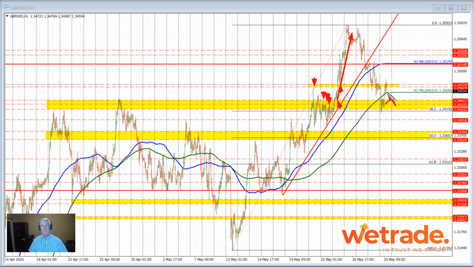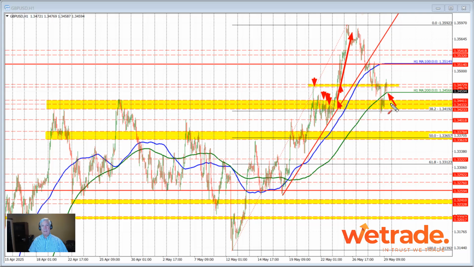Now we are retesting the 200-hour moving average as the U.S. session begins. That level comes to 1.34566, and we'll see what happens against that 200-hour moving average. Remember, the last time we were below it was back here on May 19th, and we broke below it and traded here today. So there was some disappointment on the failed break below that 200-hour moving average. We'll see if the buyers come in against that level.